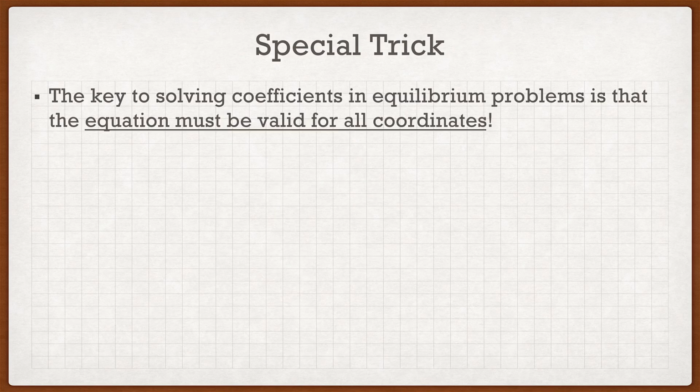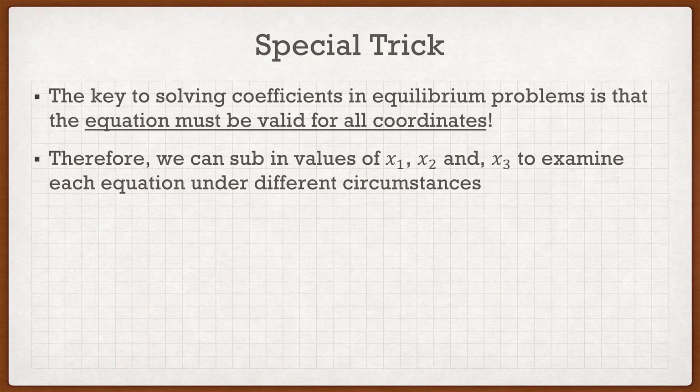The key to solving the coefficients in this problem, as well as every other equilibrium problem, is that the equation must be valid for all coordinates. And you're saying, Clayton, what exactly does this mean? Well, when you take your partial differentials, chances are the equations will still have x1, x2, and x3. Now, if I look at this one, there is no x3 after we take the partial differentials, but equation 1 and equation 2 will feature x1, and they'll feature x2. Therefore, if it's valid in any of the coordinates, we can substitute values into x1 and x2 to help us solve these equations.